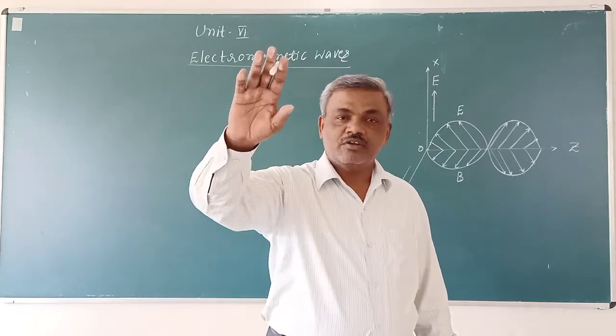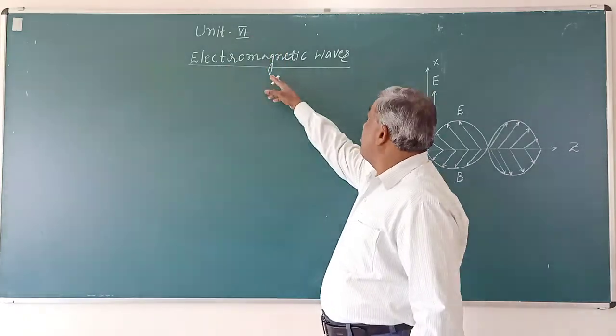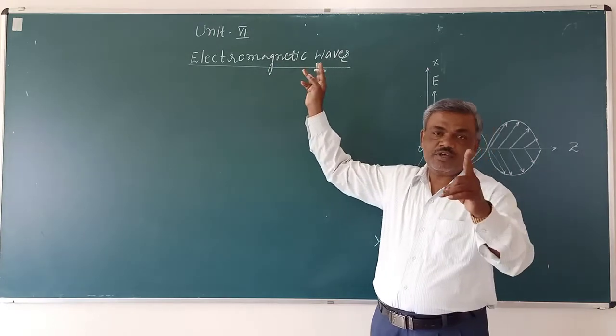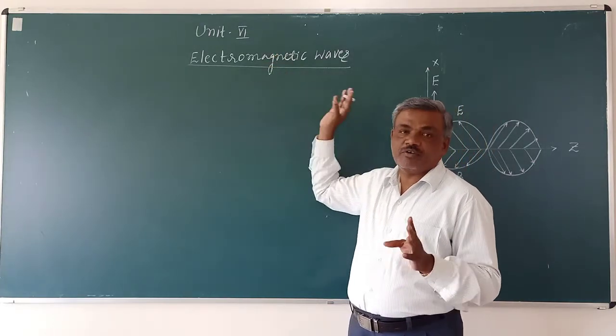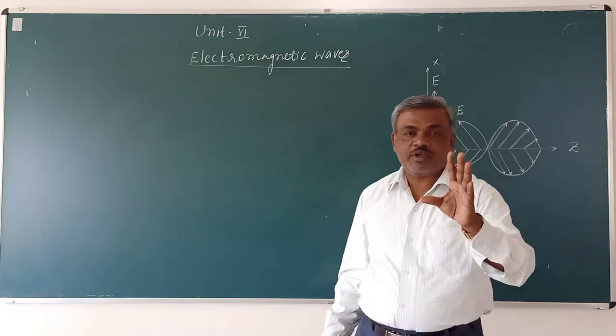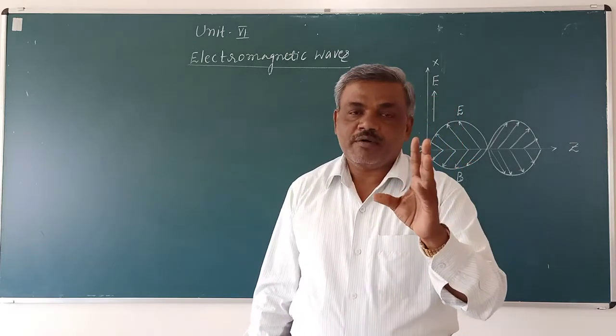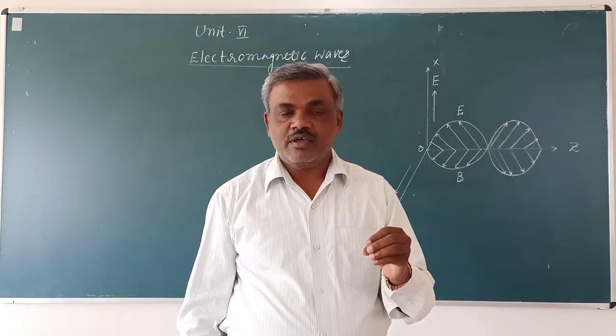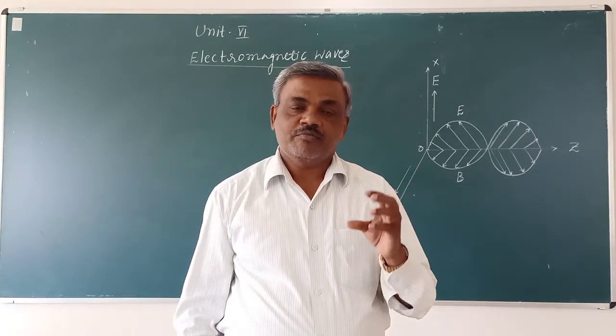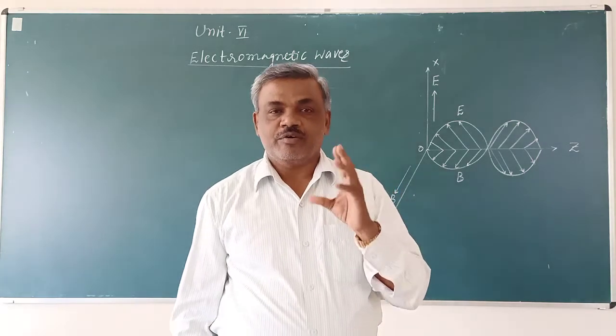Students, today's class is electromagnetic waves. This is Unit 6, second lesson: electromagnetic waves. Examples of electromagnetic waves: gamma rays, X-rays, UV rays, visible light, infrared rays, microwaves and radio waves.